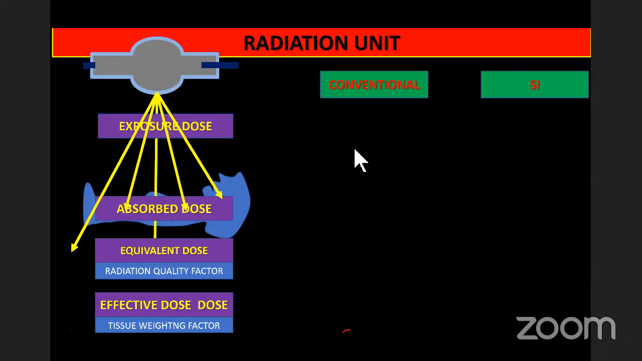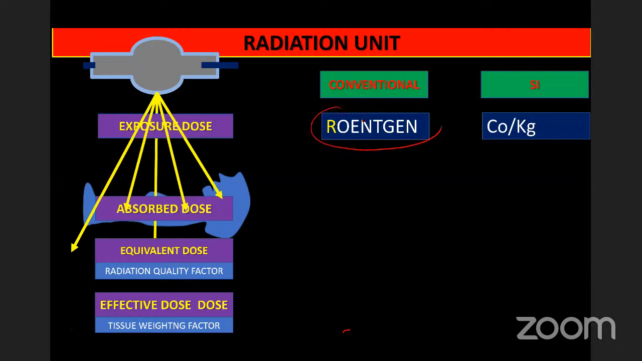We need to know the SI units and the conventional units. Now the exposure dose is given by two things: the Roentgen and the coulombs per kg. Coulombs per kg is the SI unit for the exposure dose, and conventionally we used to use Roentgen, after William Conrad Roentgen.